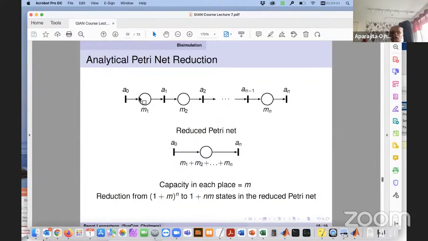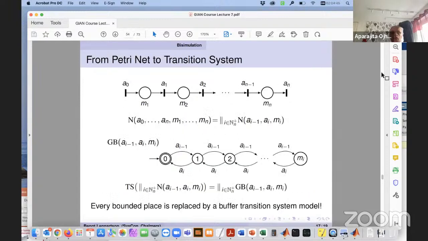Actually, every place here can be represented as a buffer. And since then, I have a number of buffers coming after each other. And that was more or less what I showed in the example before.